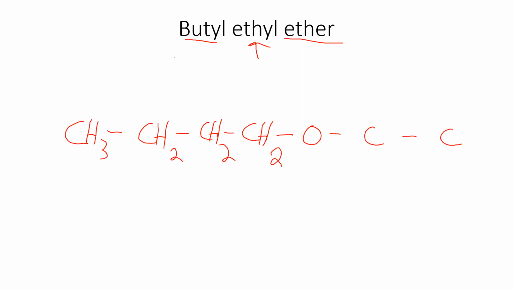So now we're going to go to the next carbon. The carbon to the right of the oxygen, 2 bonds, 2 hydrogens. And now the carbon all the way on the right has 1 bond. So we're going to need 3 hydrogens to bring that up to 4. So here we have the structure for butyl ethyl ether.